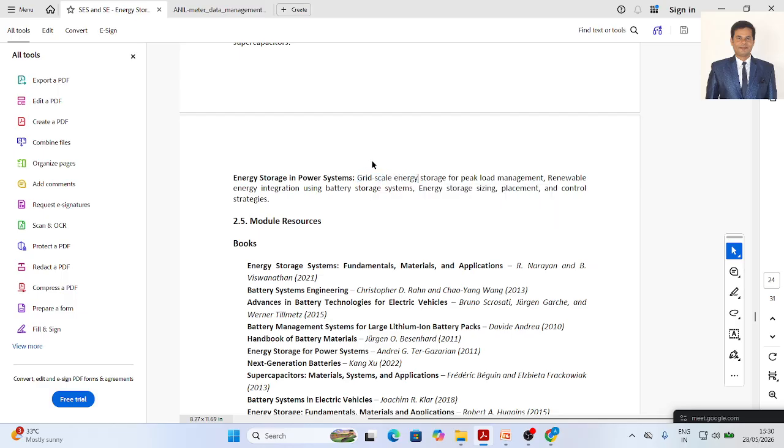Means you have the generation, right? Even though we have the generation, we are going to scale up the energy by storing the energy to satisfy the peak loads, right? That is how we are going to manage it. So that is what we need to study in today's class. After that we'll study the renewable energy integration with the help of battery systems. So these are the two things we have to discuss in today's session.